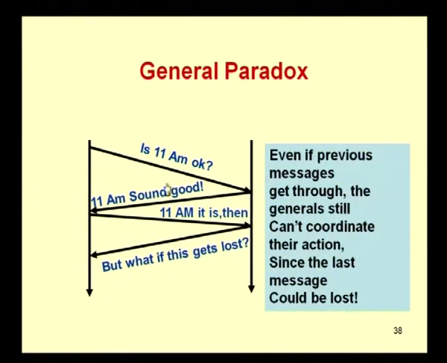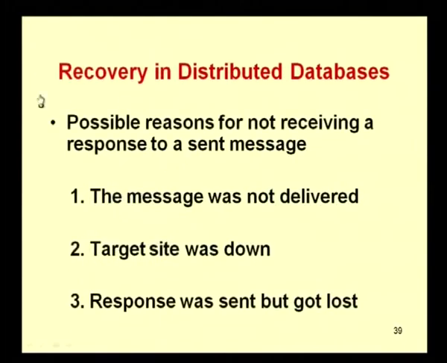Even if all the previous messages get through, the general still cannot coordinate the action since the last message could be lost. This is a distributed database issue. So, how do you recover from this? Possible reasons for not receiving a response to the sent messages: the message was not delivered, the target site was down, or the response was sent but got lost.